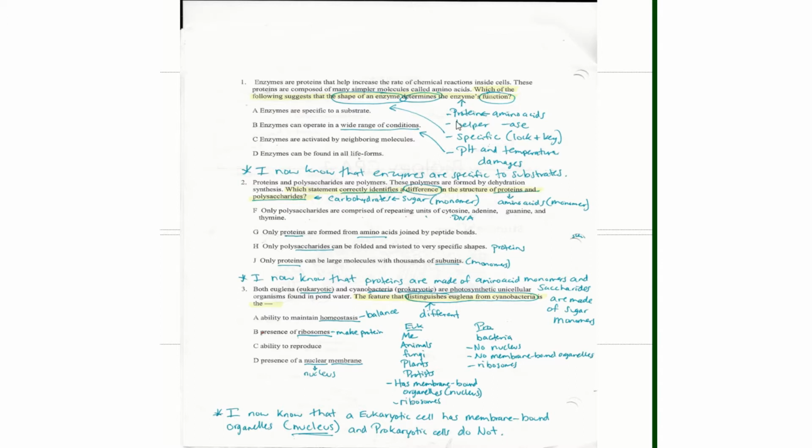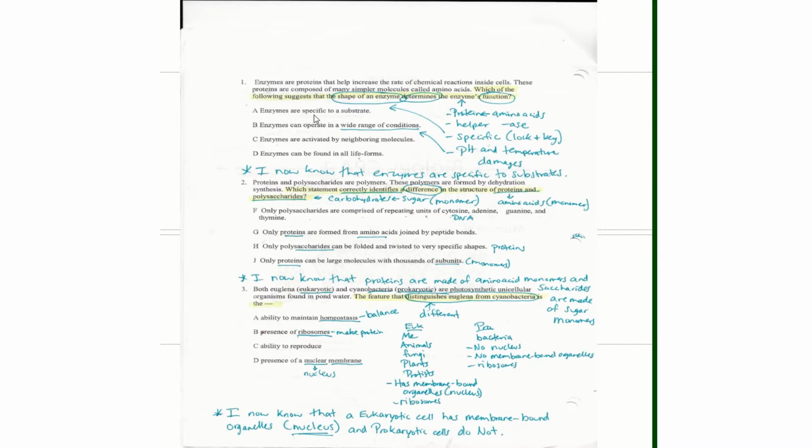Enzymes are proteins. They're made up of amino acids. They're also helpers. They end in -ase, like Jose's only helps Jose's. Jenny's only helps Jenny's. Can Jenny's help Jose? No, because they're specific, like a lock and key. Only a key goes into a certain lock. pH and temperature are what damage them.